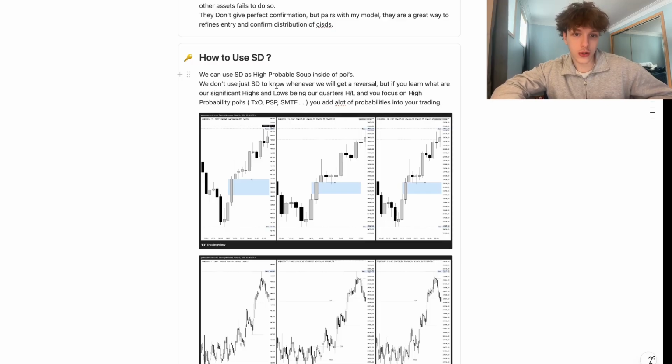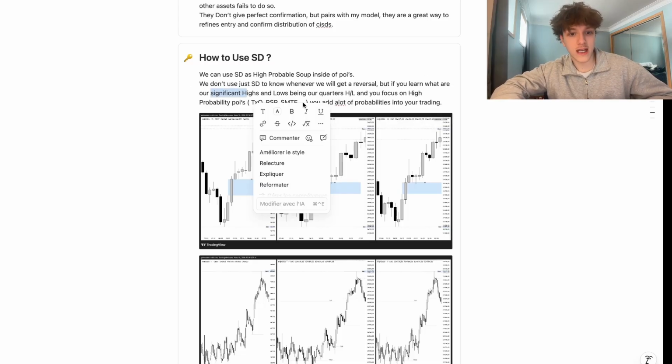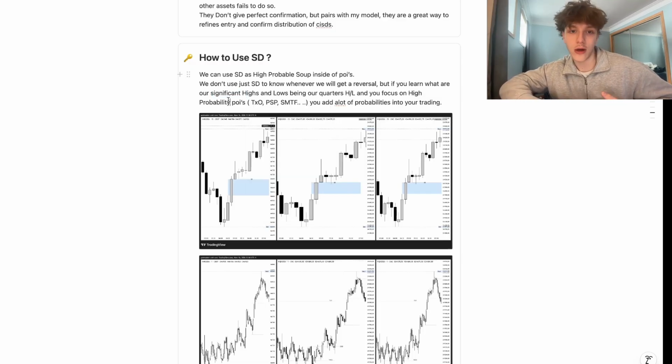We don't use just SD to know whenever we will get a reversal, but if you learn what our significant highs and lows are, being our Carter's highs and lows, so micro, 90-minute, DC, and more, and you focus on high probability POIs such as true open, like true day open or whatever, NWAG, NDOG, PSP, SMTF, you add a lot of probabilities into your trading and into your entries also.